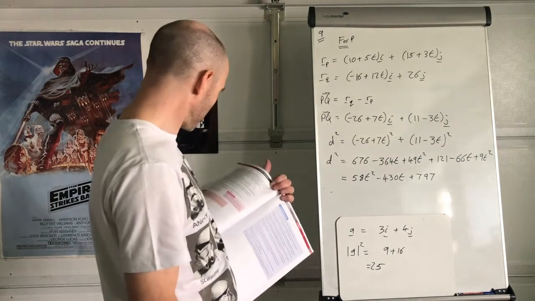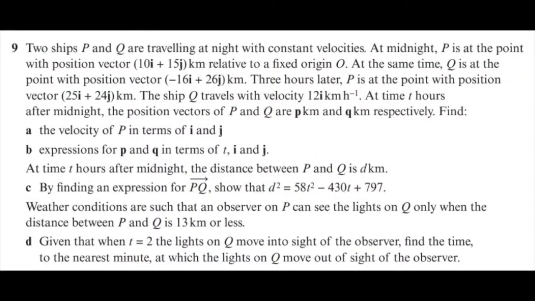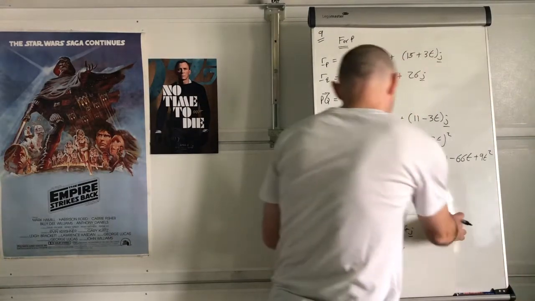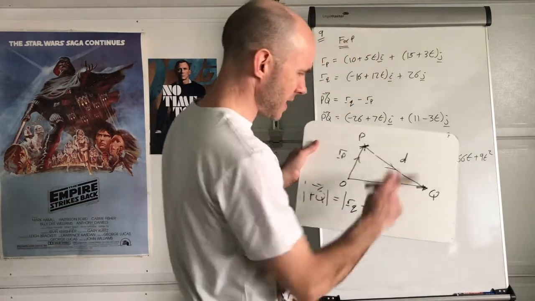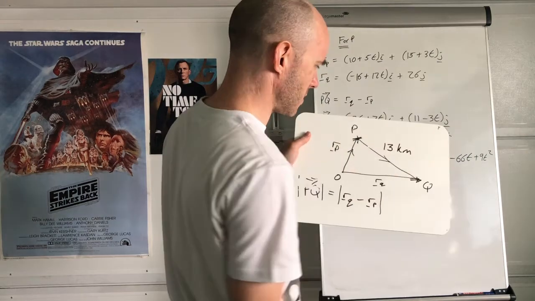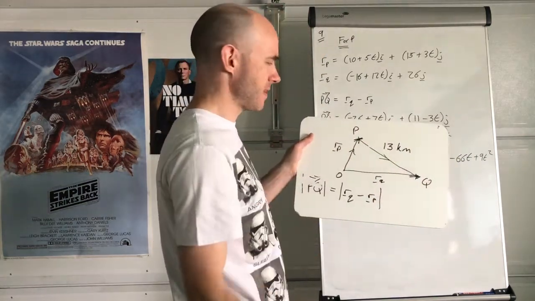Okay. So that's that bit. Right, part D. Weather conditions are such that an observer on P can see the lights on Q only when the distance between P and Q is 13 kilometres or less. So what's that saying? So back to this diagram then. Basically what it's saying is that we're interested at the points when the distance between P and Q is 13 kilometres. That's effectively what we're saying.